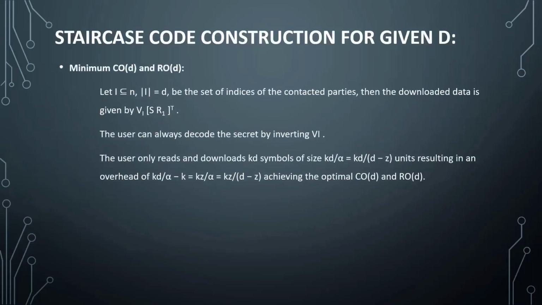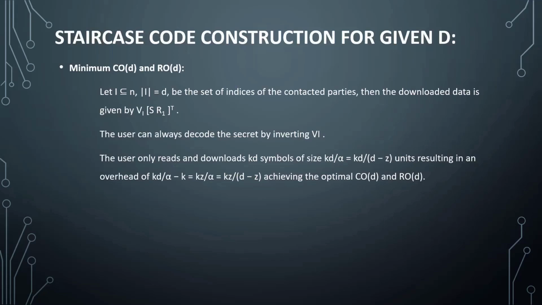First, the minimum RO and CO. A user contacting D parties downloads the first K symbols of each party. Let I, a subset of n with mod I equal to D, be the set of indices of the contacted parties. Then the downloaded data is given by V_I times the matrix transpose of S and R1, where V_I is the D by D square Vandermonde matrix formed of the rows of V indexed by I, hence invertible. The user can always decode the secret by inverting V_I, and the user only reads and downloads the KD symbols of size KD by alpha equal to KD by D minus Z units, resulting in an overhead of KD by alpha minus K, equal to KD by alpha, equal to KD by D minus Z, achieving the optimal CO, communication overhead, and RO.